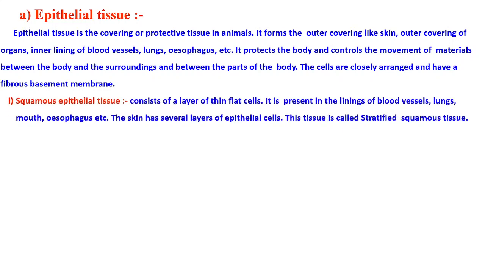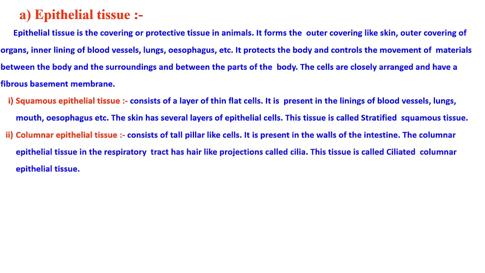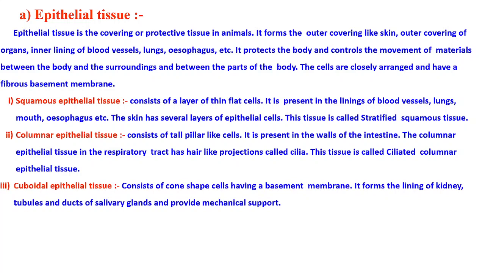Epithelial tissue, again, they are of four types. They are squamous. Squamous is a layer of thin flat cells which is present in the lining of blood vessels. Next is your columnar. It consists of tall pillar-like cells. It is present in the walls of intestines. Your cuboidal epithelial tissue, they are of cone shape. It forms the lining of kidney.